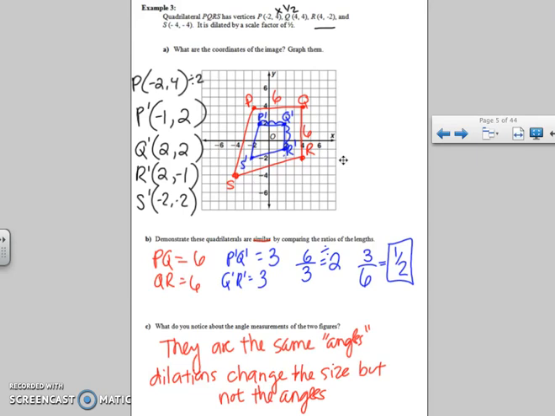Okay, so dilations are not congruent, but they are similar. They're going to have the same angle length. Okay. All right, moving on to our next example.